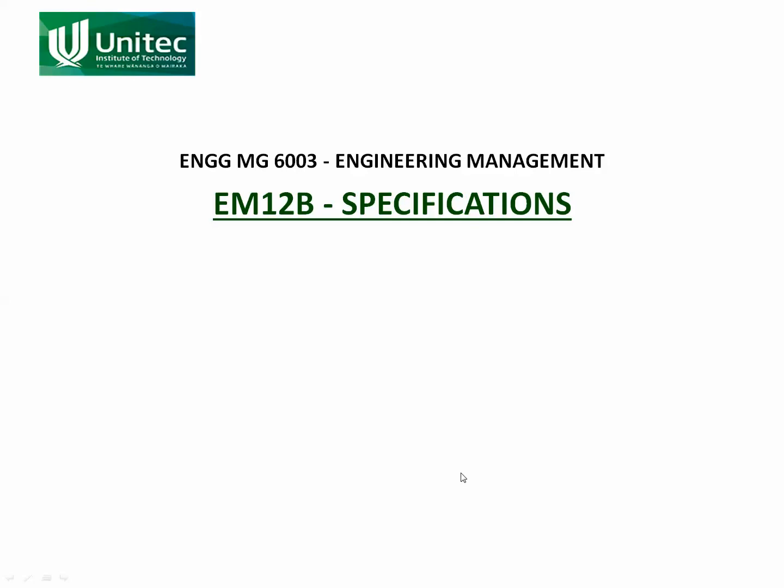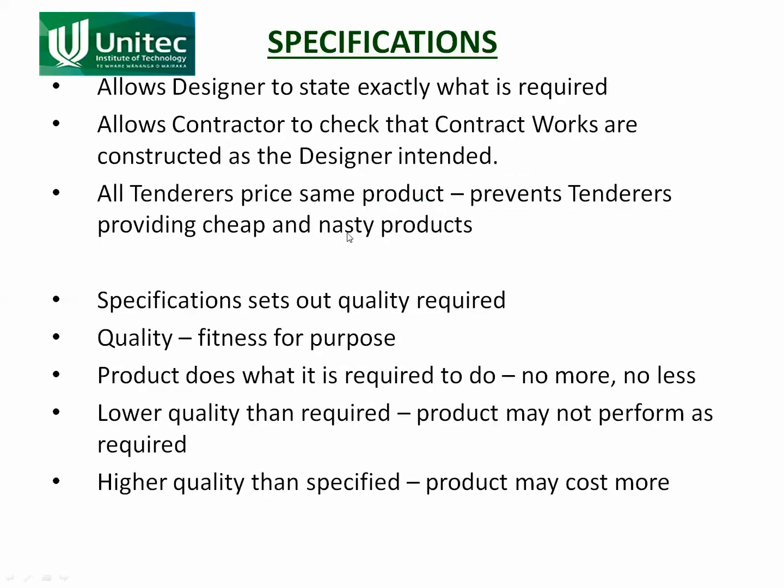In this slidecast, we're going to look at specifications in particular. So a specification allows the designer to state exactly what is required. When he's doing the design, he'll make decisions about what type of materials he wants, and he needs to convey that, and he does that in the specification. It allows the contractor to find out what the designer's intention was.